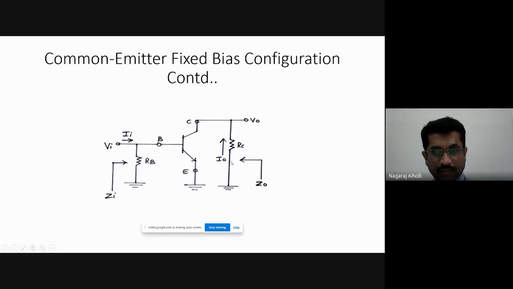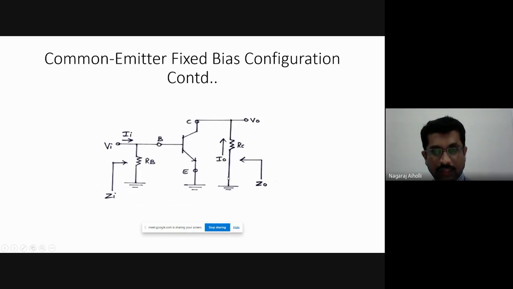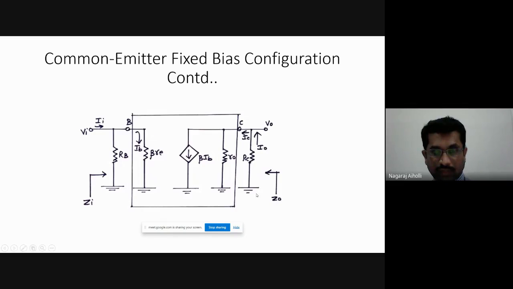Then here the collector current IC is equal to beta into IB. It is common emitter configuration. So IC is beta IB, which is flowing into the collector terminal. We have considered the output resistance R0. Then that comes in parallel with the resistance RC, which is connected between collector terminal to ground. Okay.